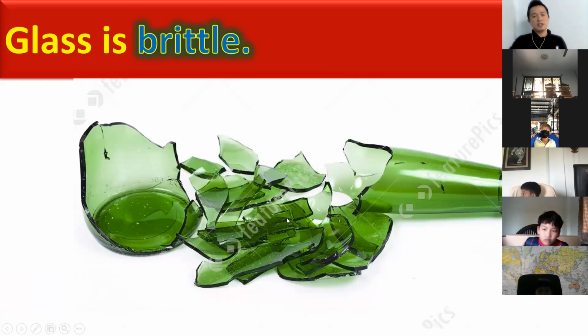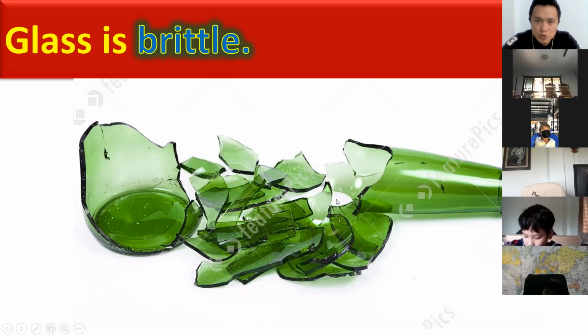Okay, those are the things that we studied, the properties of materials. I hope you will always keep in mind that each material has different properties, like glass, metal, wood, and plastic. Each material has its own properties, and we have to choose the best material to use for the thing that we need.